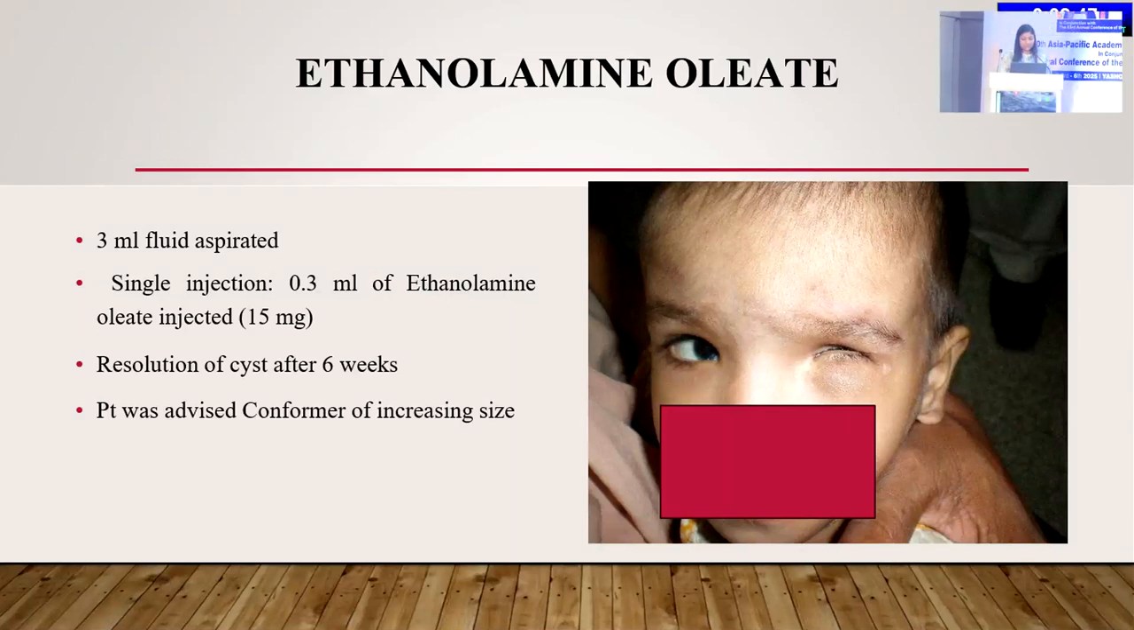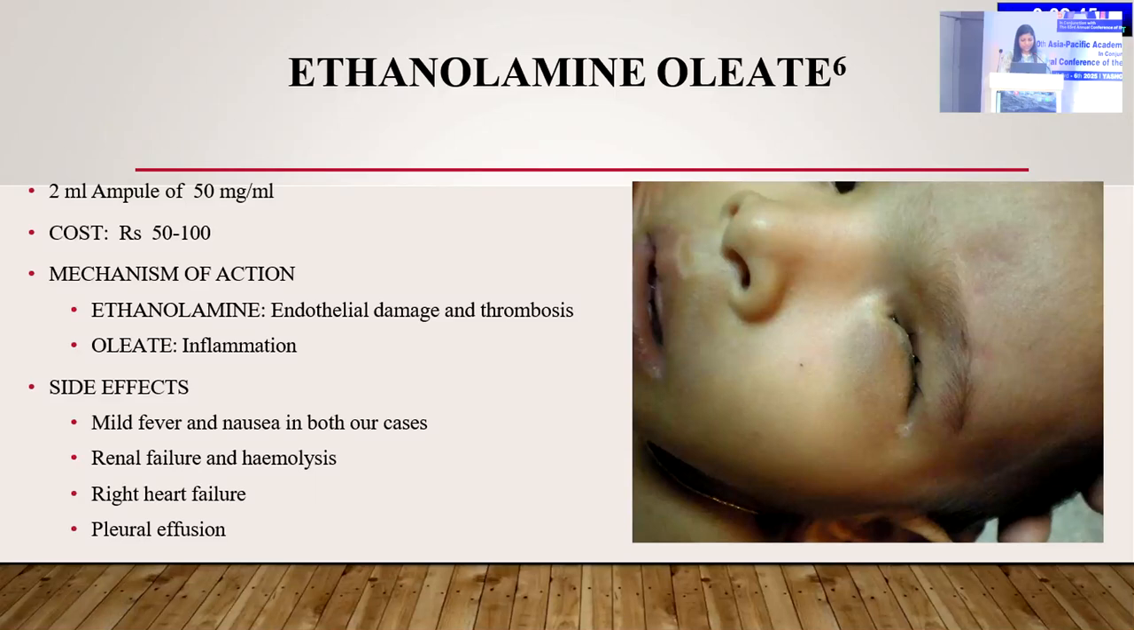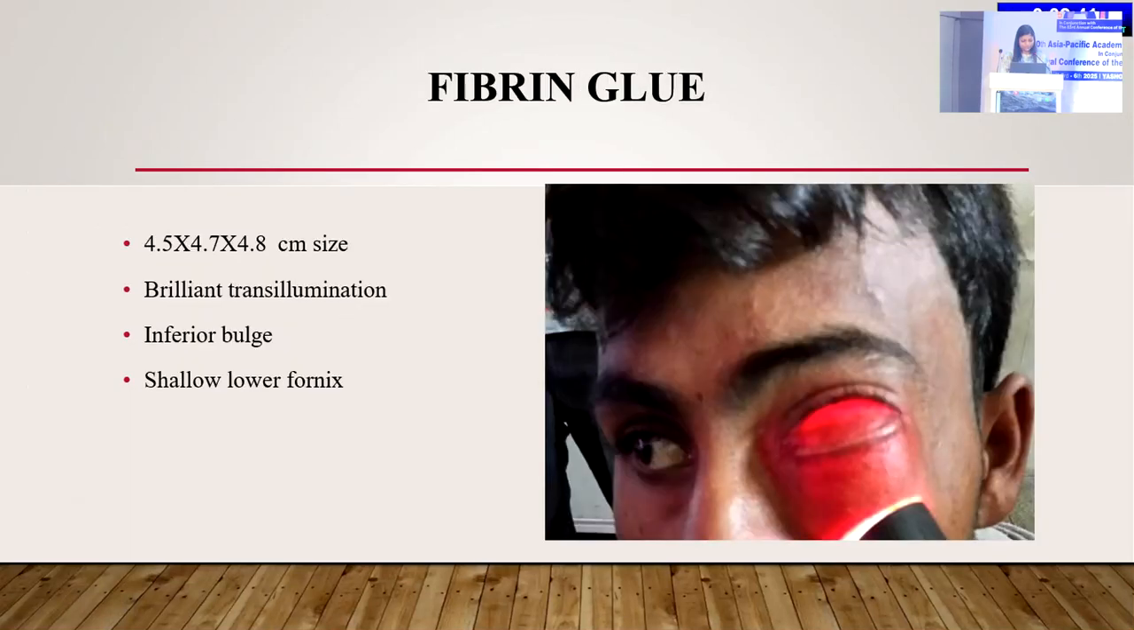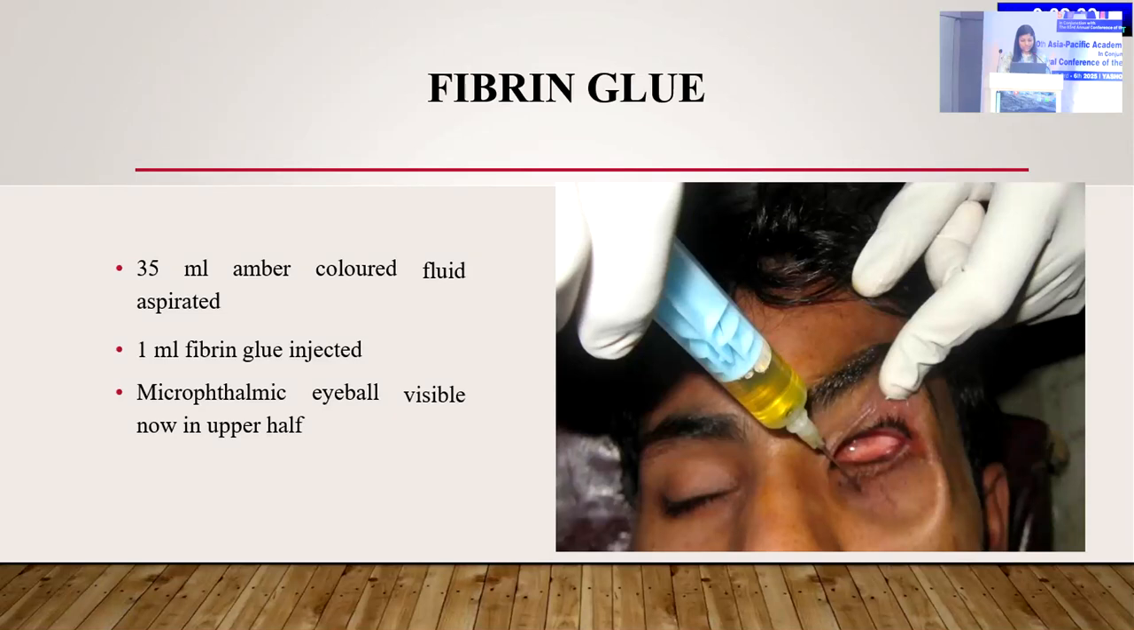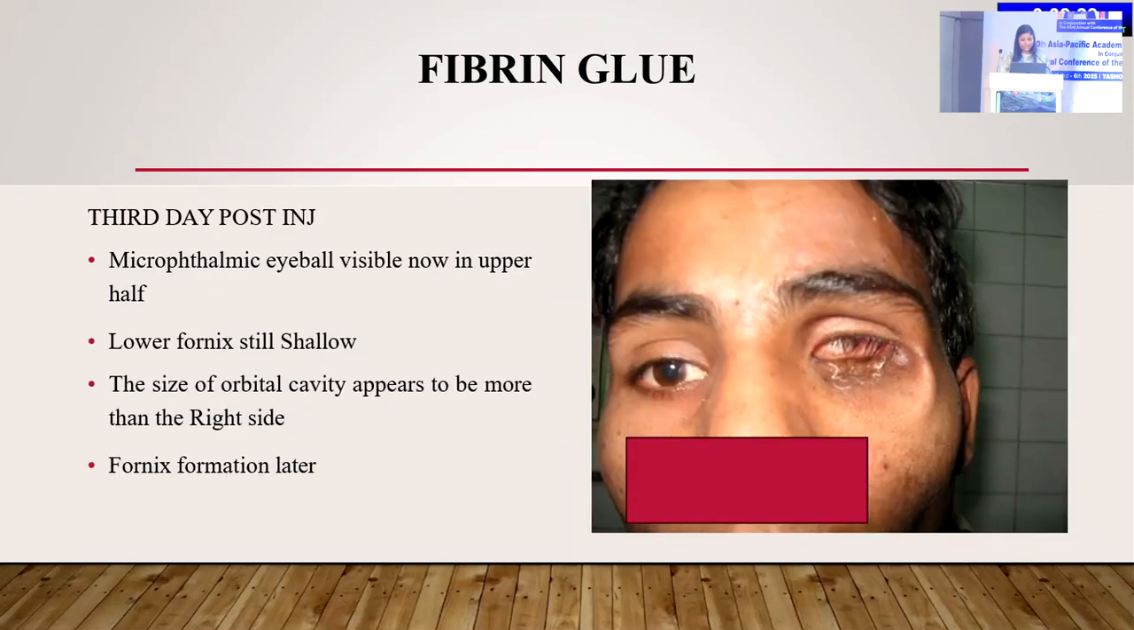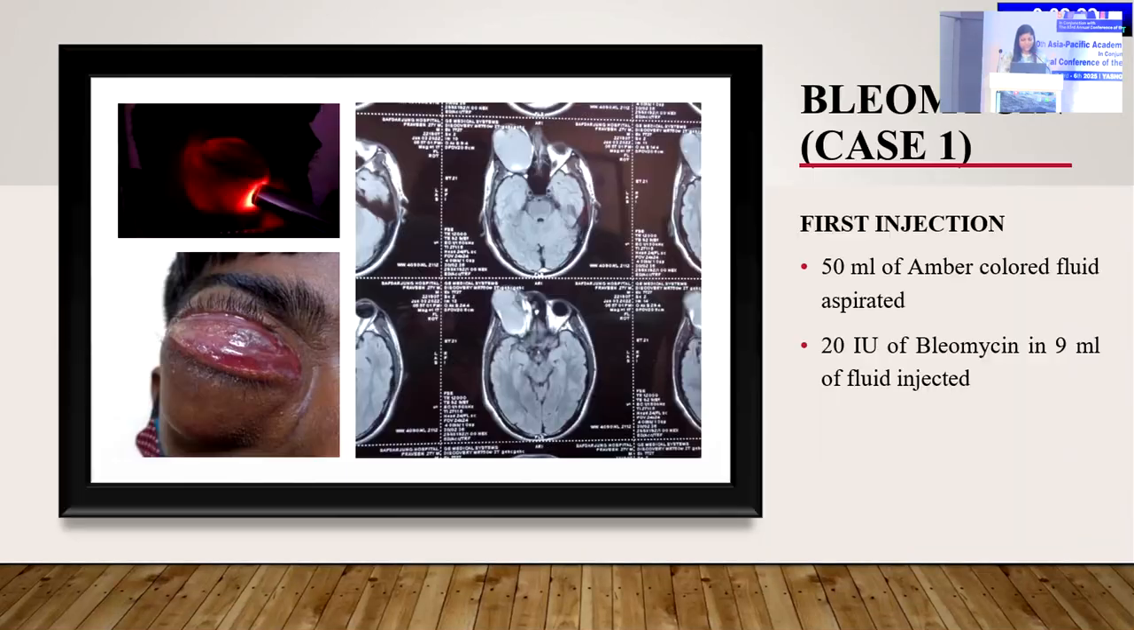A conformer of increasing size was advised for the patient. This is again the same patient after the injection. This is the second case, in which fibrin glue was used. Again, the cyst occupies the inferior orbit, is transilluminant, with a shallow fornix. After cyst aspiration, we injected 1 ml of fibrin glue. On the third post-op day, it was completely resolved, and fornix formation has been planned later.